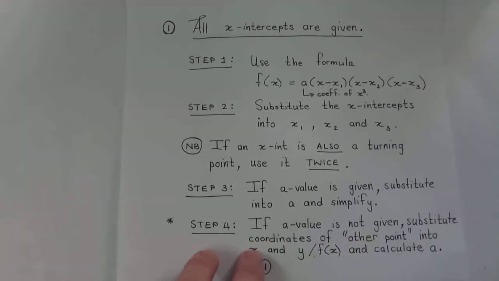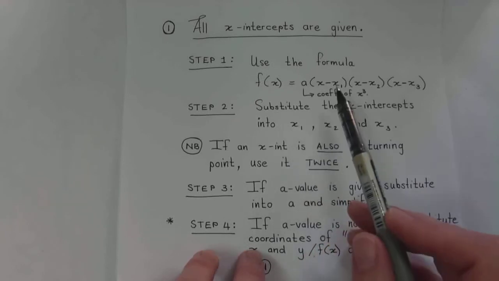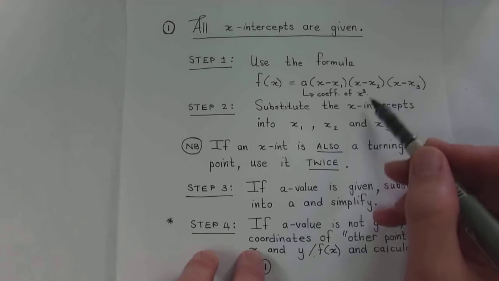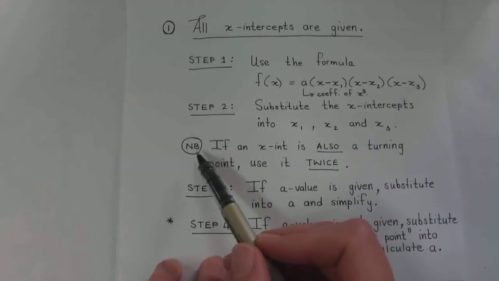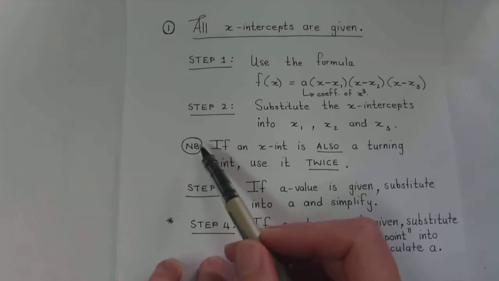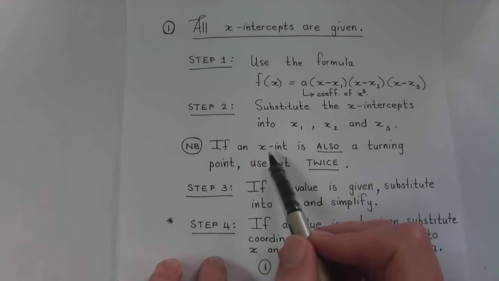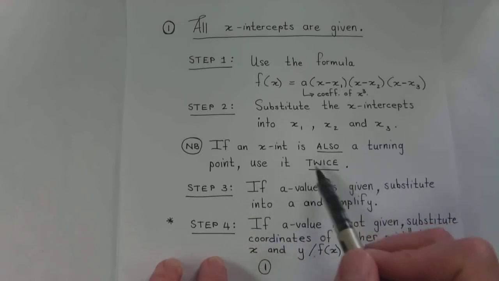So the next step is to substitute the x-intercepts into x1. Whatever the x-intercepts are, you're going to substitute them into x1, x2, and x3. Now it's very, very important to note. This is super, super important, and we referred to this previously when we were drawing the graphs of cubic functions. If an x-intercept is also a turning point, we have to use it twice.